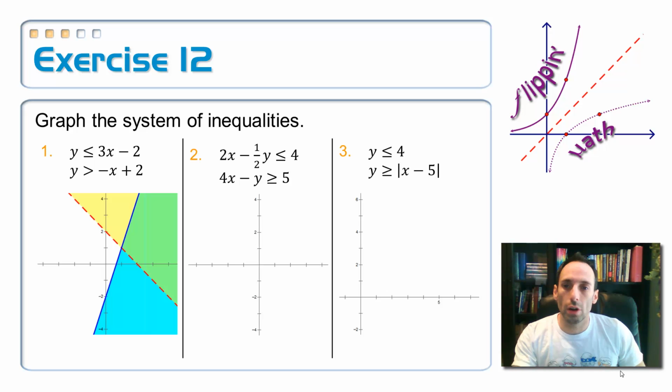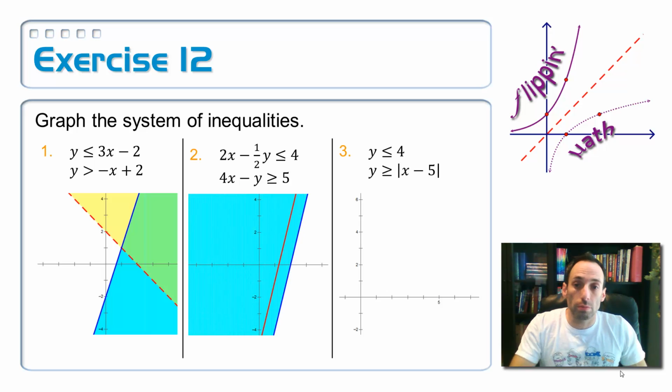Okay, over here on number 2, you can put them in slope-intercept form, or you can find the y-intercepts if you want to. Either of those methods, you could find an x-intercept. You can also find, say, the x-intercept and use the slope in order to graph each one of those lines.